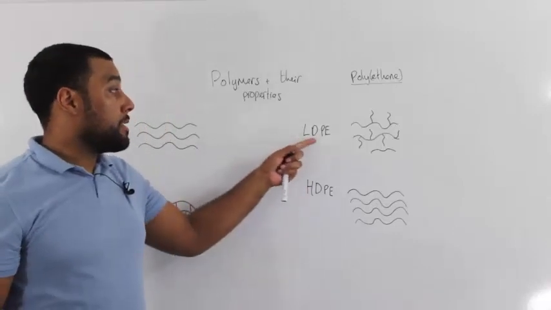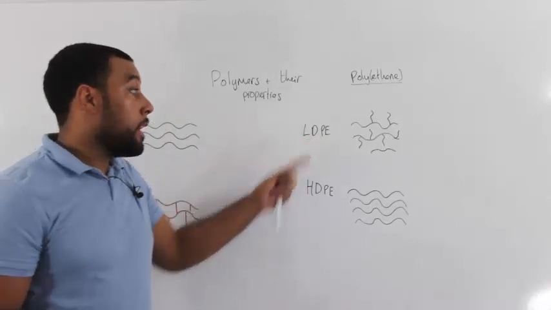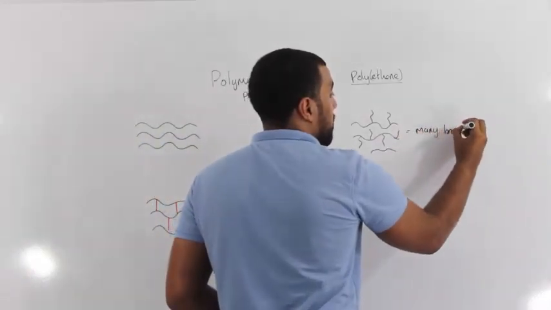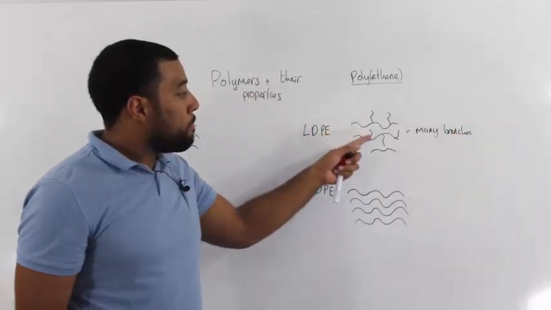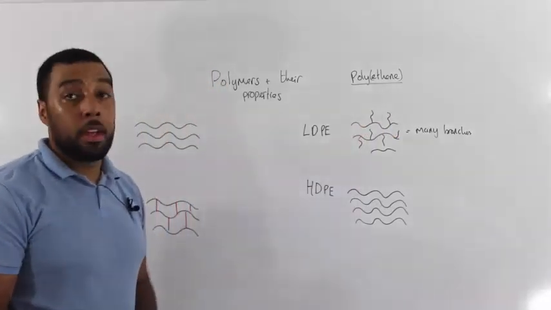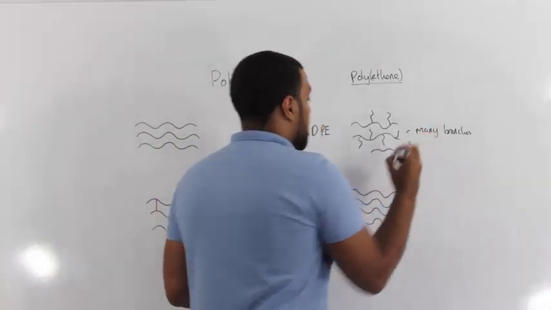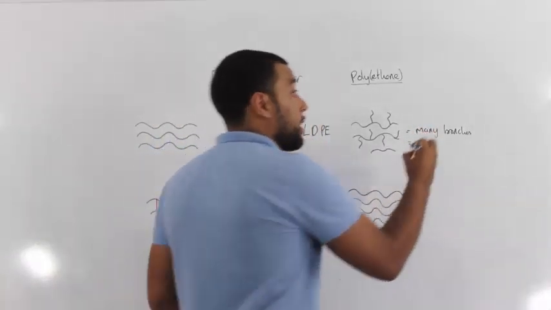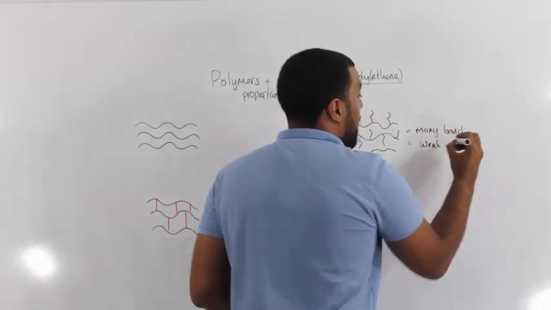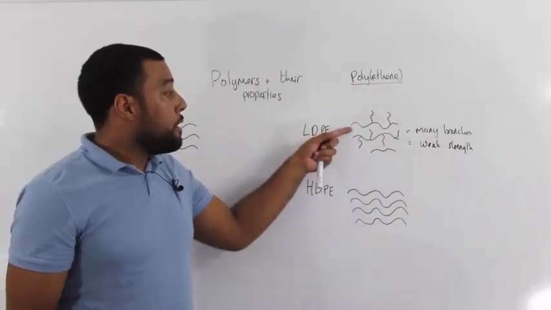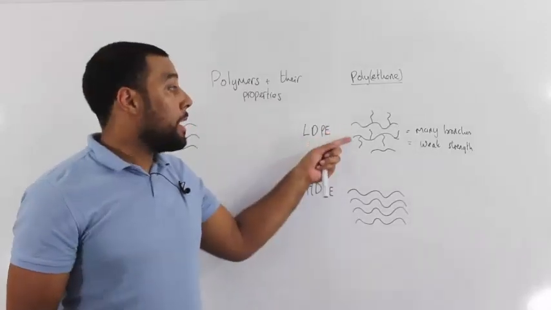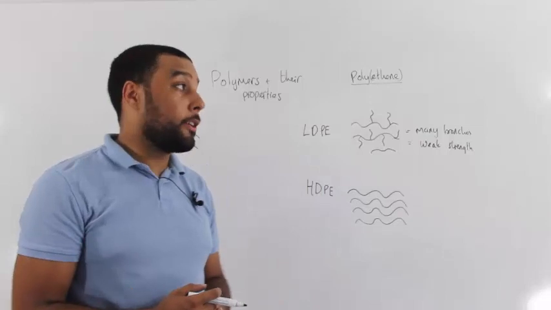So low density polyethylene tends to have many branches, and you can see these branch chains sticking out from the main polymer chain. Now this gives the low density polyethylene a relatively weak strength, and this is because these chains are not able to pack closely together. So the intermolecular force between these chains is quite weak.